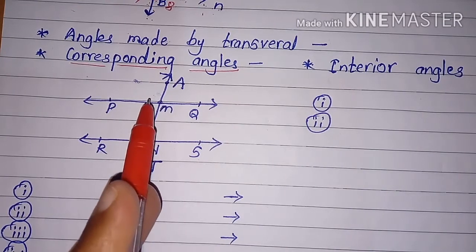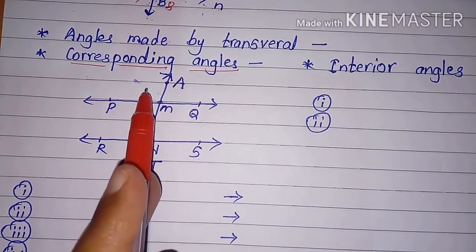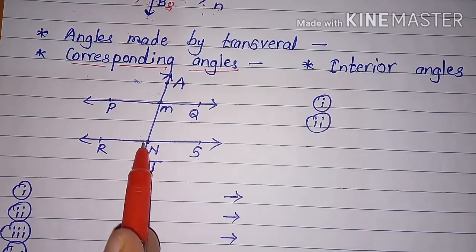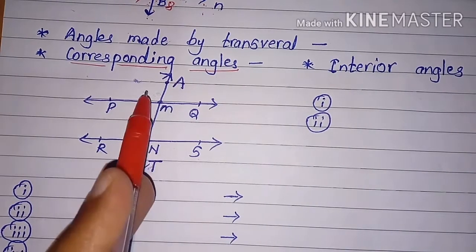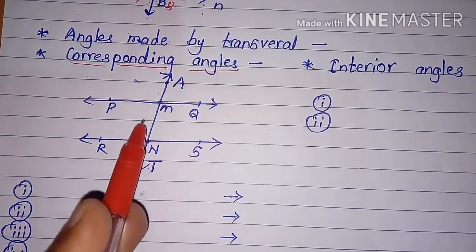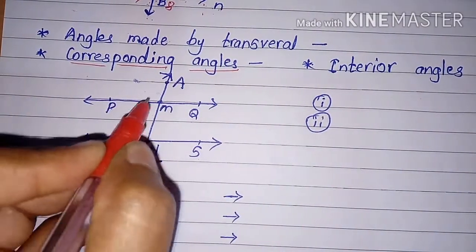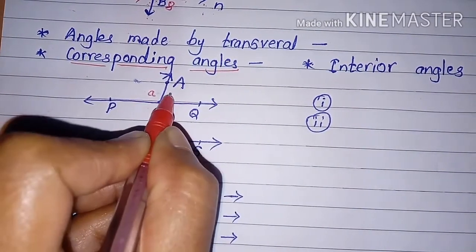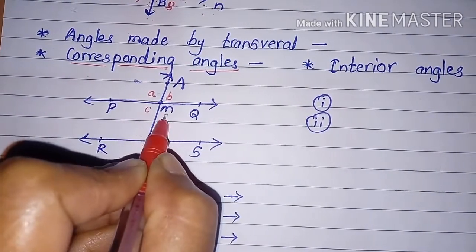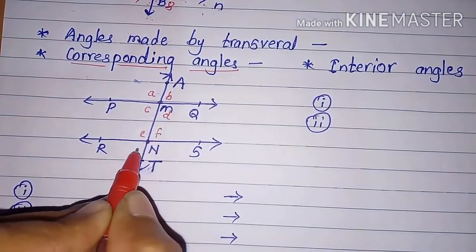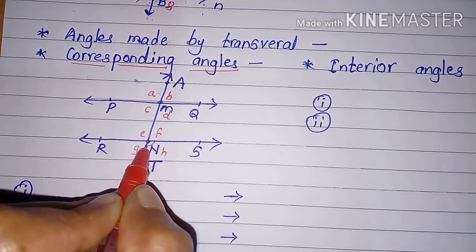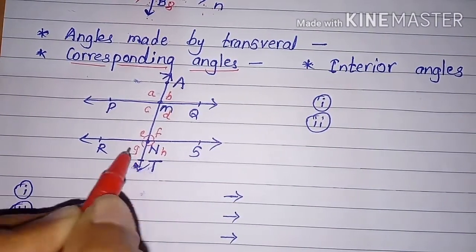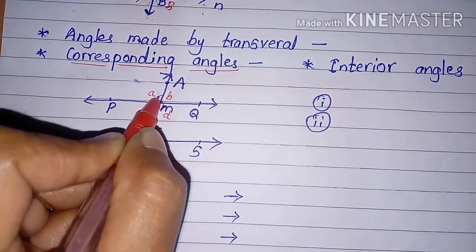So here, if the arms on the transversal of a pair of angles are in the same direction and the other arms are on the same side of the transversal, then it is called a pair of corresponding angles. See, these two angles are corresponding angles. Let us name the angles with small letters A, B, C, D, E, F, G and H.